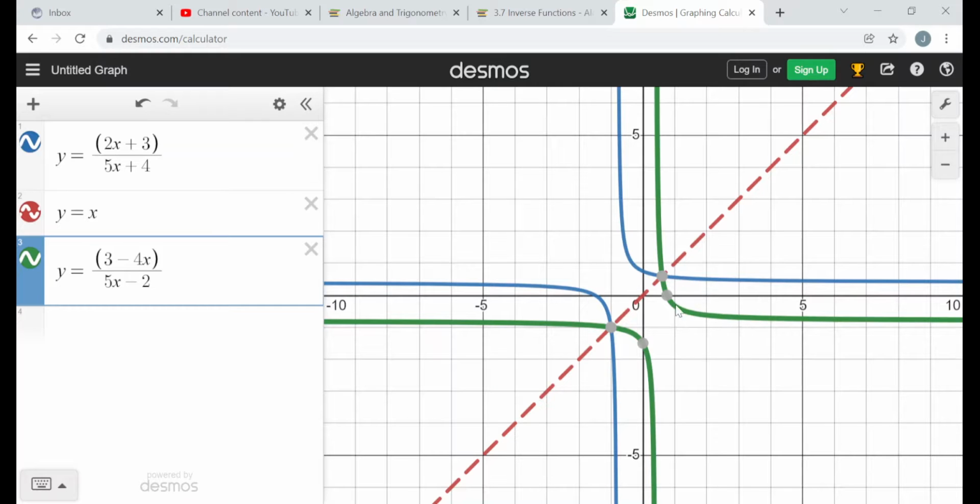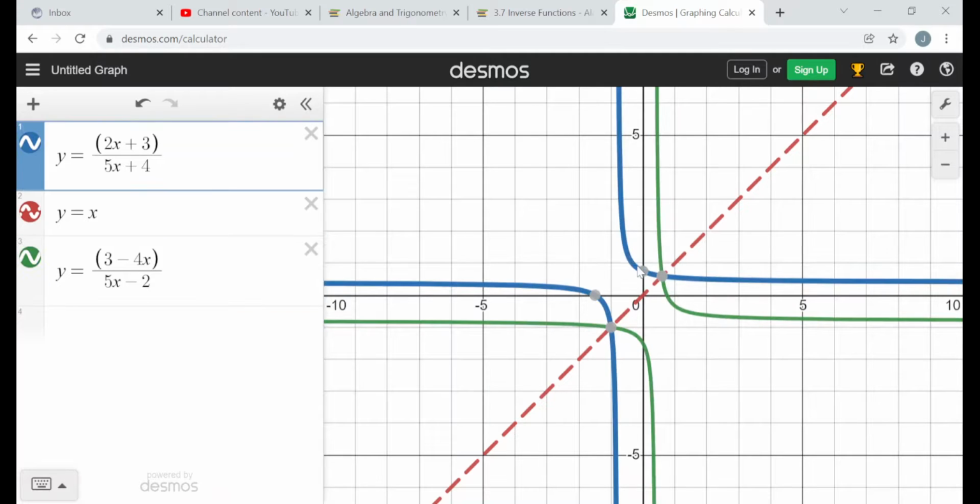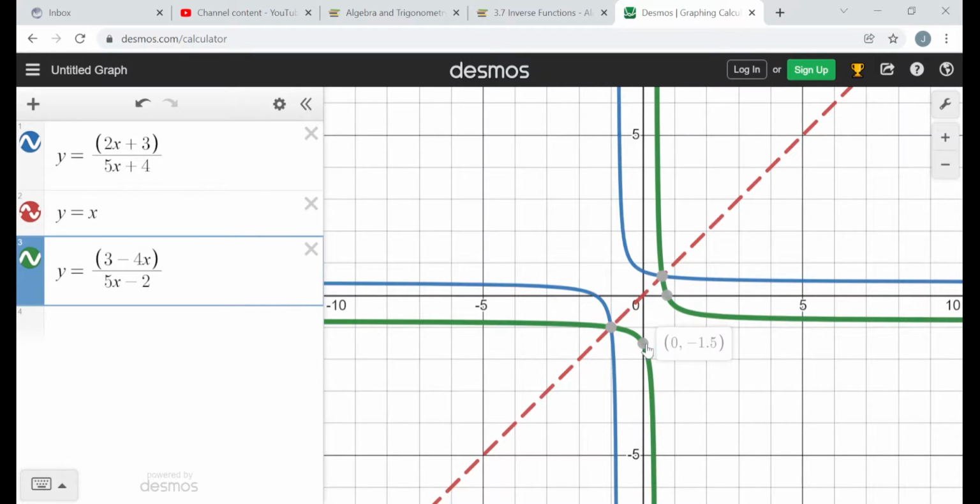All right, hopefully you see it. Like, you see how the green graph has 3/4, 0. The blue graph should have 0, 3/4. And look at that, 0.75 there. The blue graph has -1.5, 0. The green graph should have 0, -1.5, which it does. See, these are inverses. They are a reflection across y equals x. The x's and y's got switched. Right. So our equation looks like it's good.